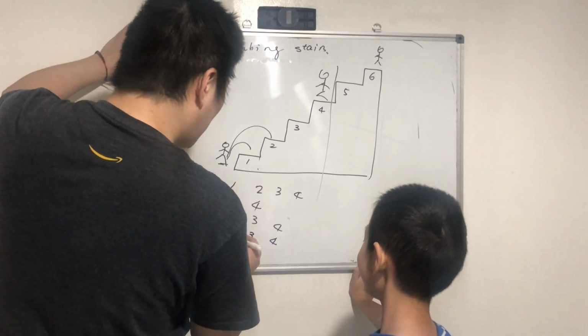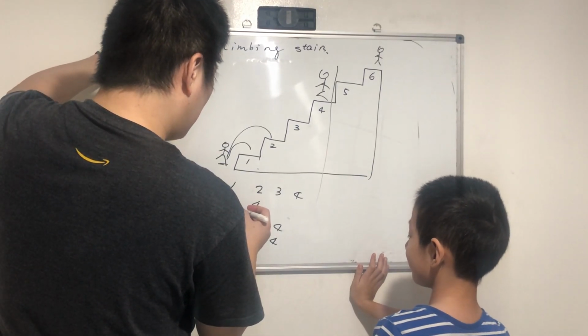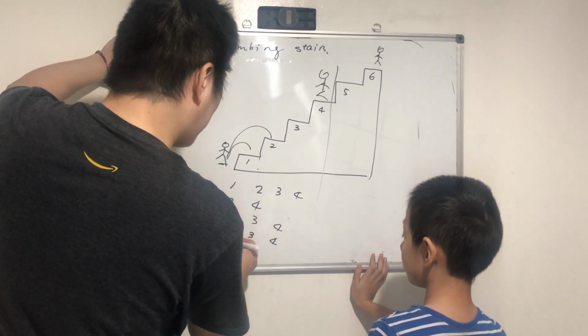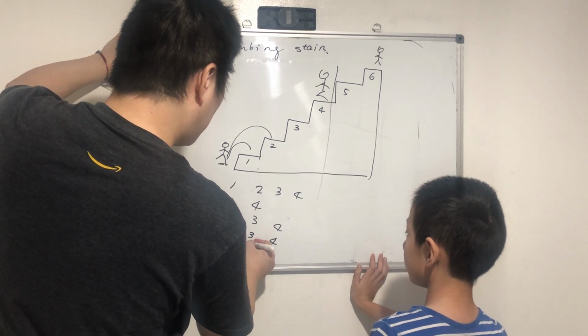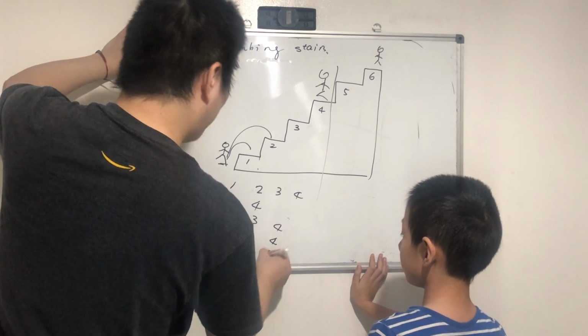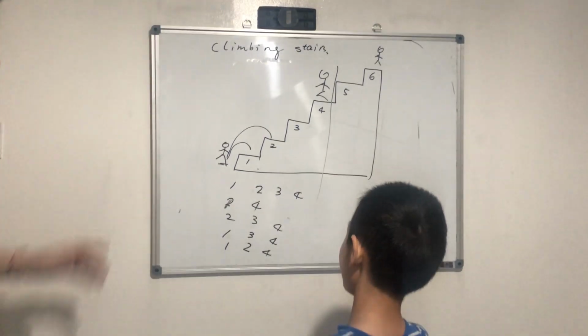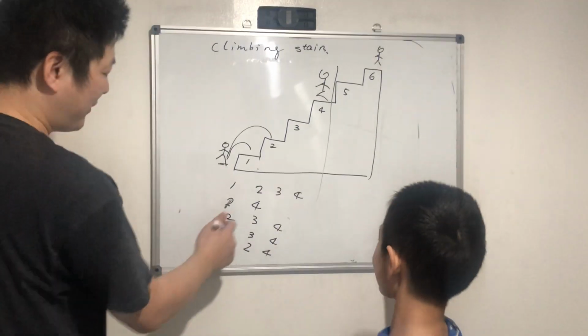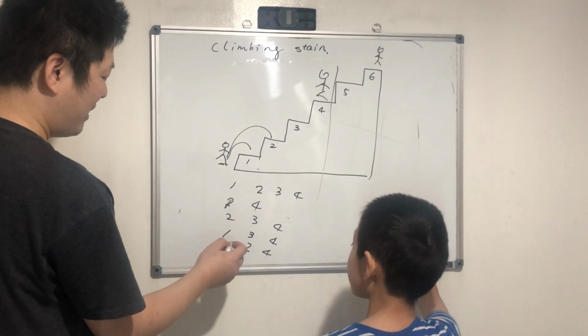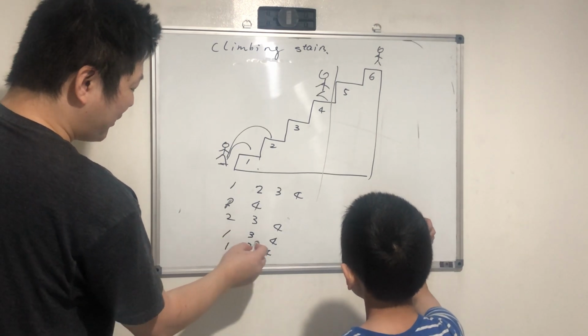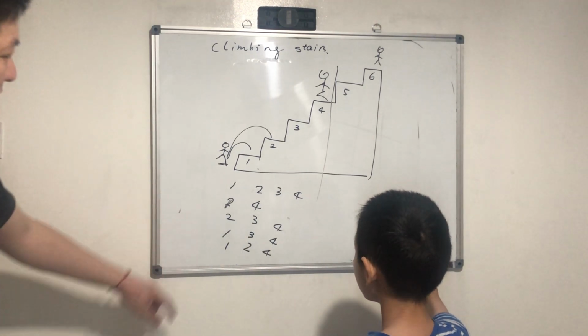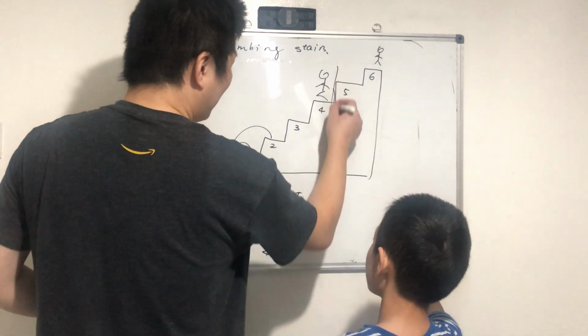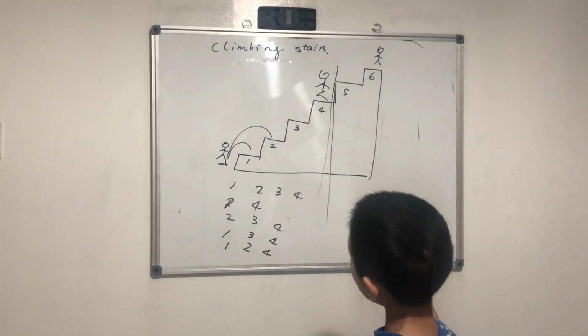Or you can do 2, 4. So the ways are 1, 2, 3, 4; 1, 2, 4; 1, 3, 4; 2, 3, 4; and 2, 4. Okay, so there are 5.